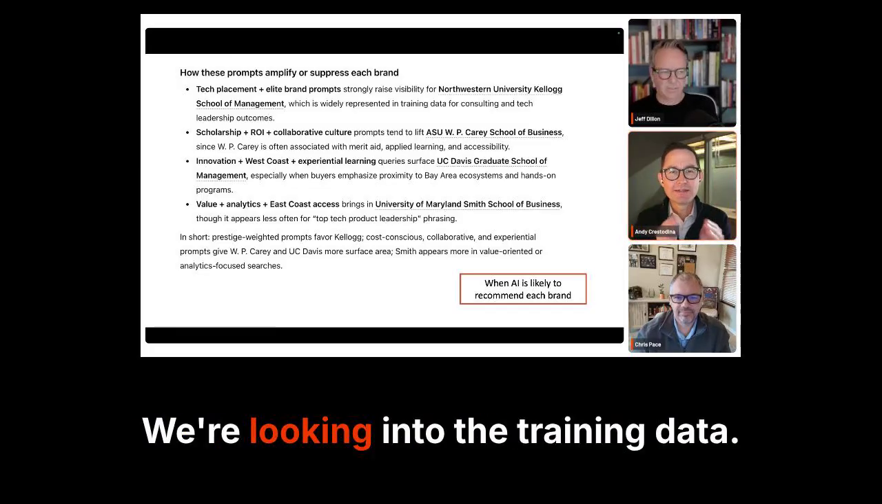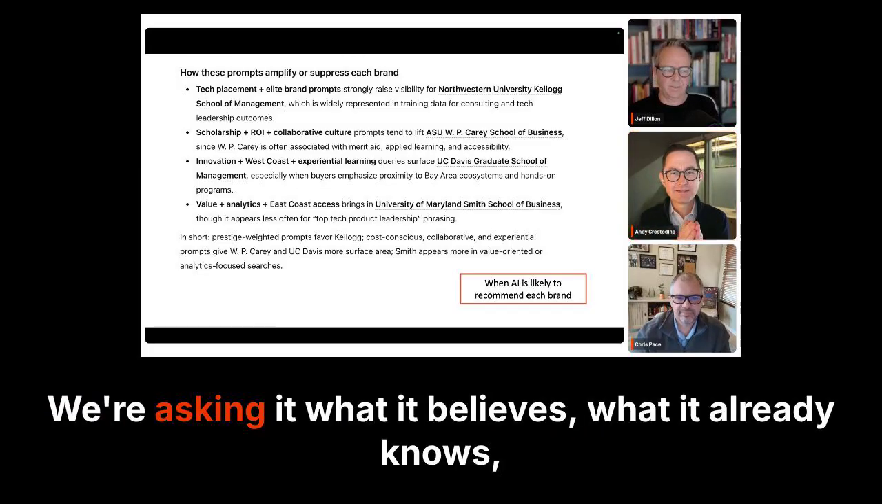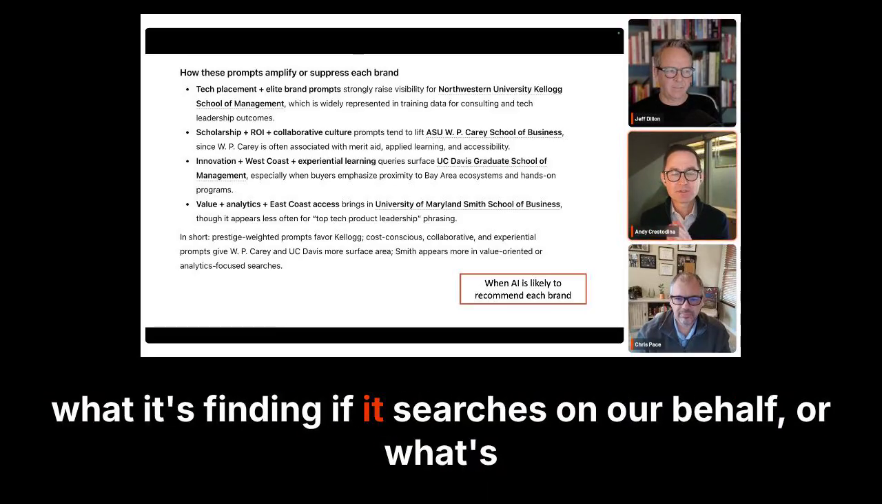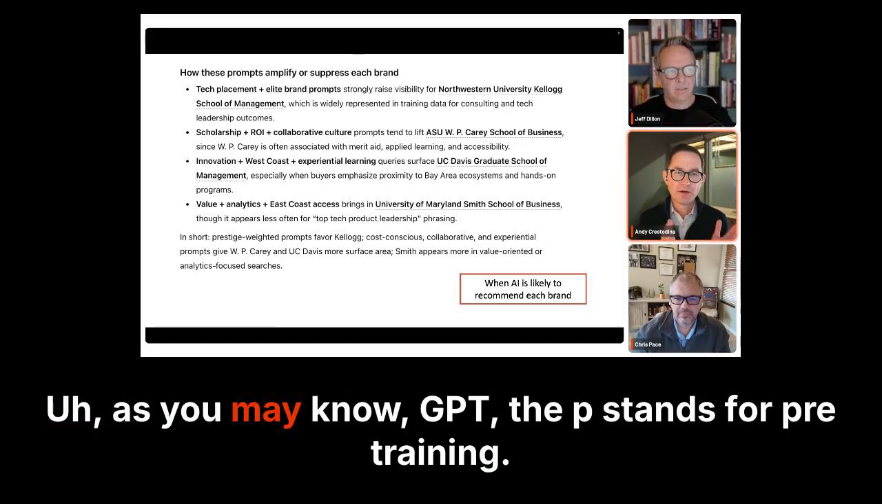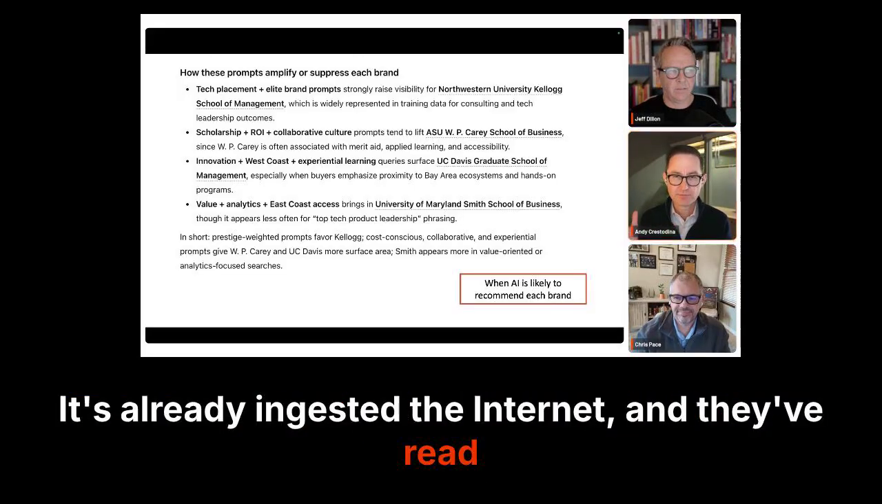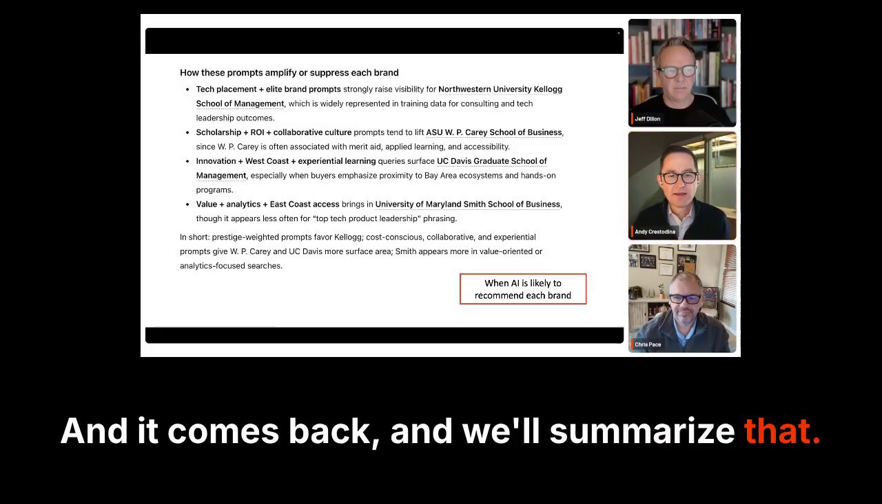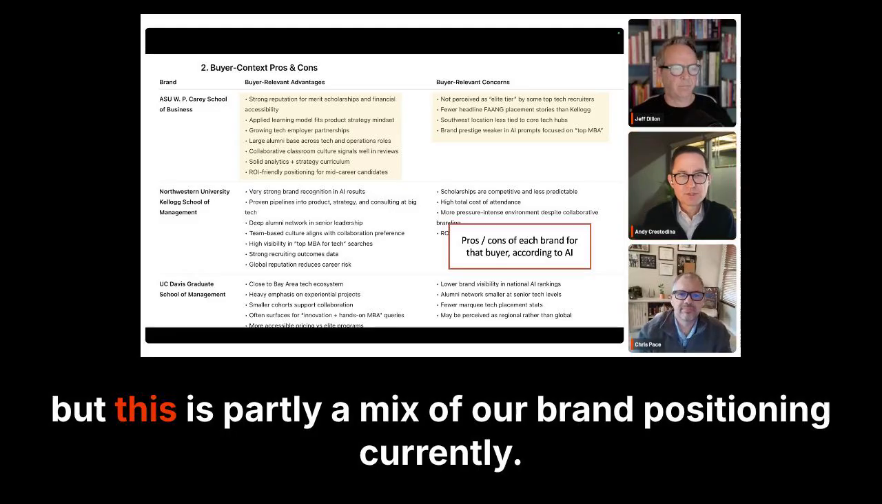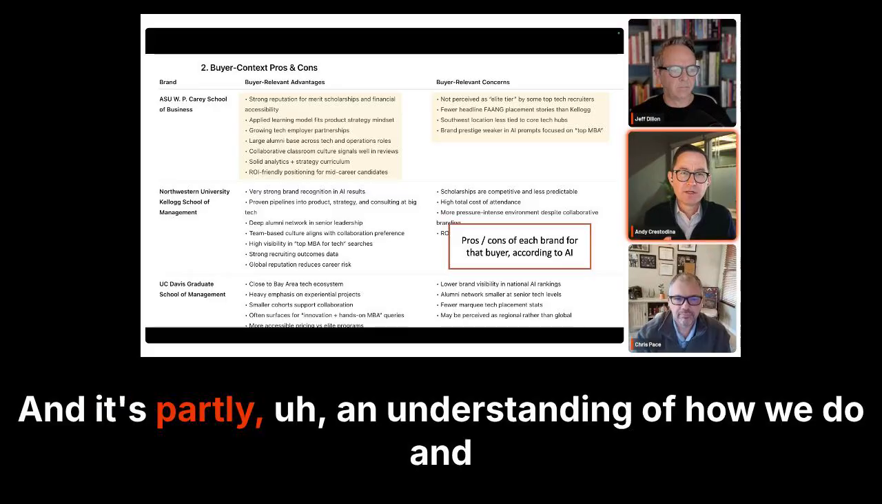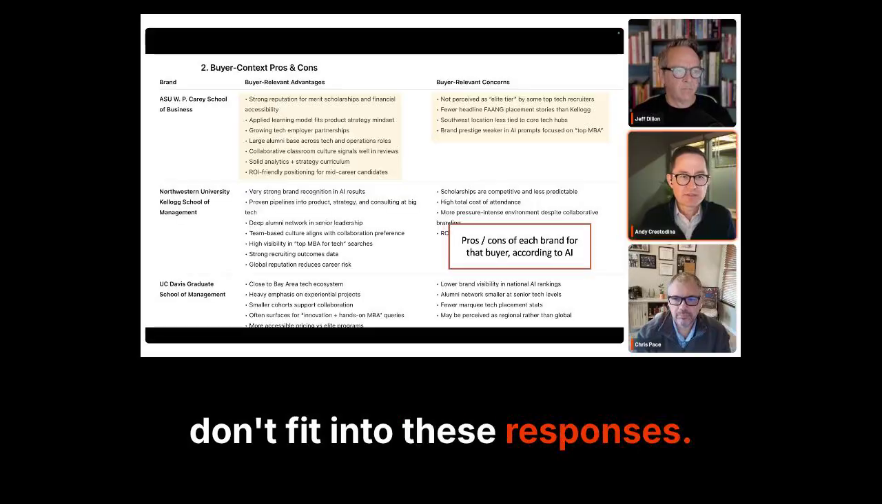You can look. We're looking into the training data. We're asking it what it believes, what it already knows, what it's finding if it searches on our behalf, or what's in its base training. As you may know, in GPT, the P stands for pre-training. It's already ingested the internet and it read a bunch of stuff, and it comes back and we'll summarize that. So Chris, you can tell me agree or disagree, but this is partly a mix of our brand positioning currently, and it's partly an understanding of how we do and don't fit into these responses.